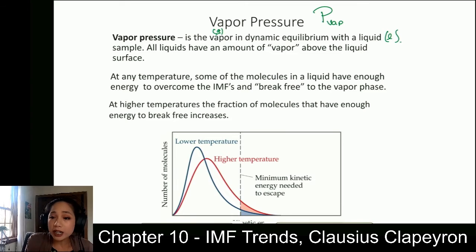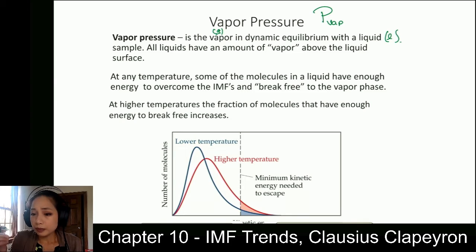And so, as you increase temperatures of that sample, you will allow more molecules to break free into the vapor phase. Not so much that it's boiling yet, but enough that you can smell it.